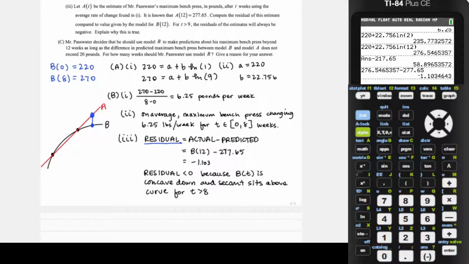Part C decides he should use model B to make predictions about his maximum bench press beyond 12 weeks as long as the difference between model B and model A does not exceed 20 pounds. How many weeks should he use model B? Give a reason for your answer. Okay, well, that's going to involve some pretty serious calculator work. And so I'm going to get all of this stuff and shrink it down by quite a bit.